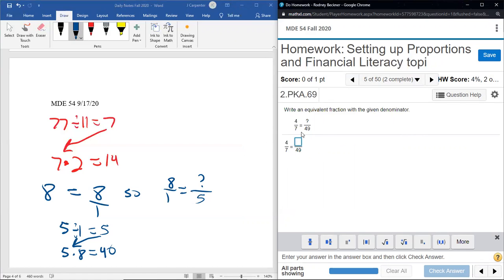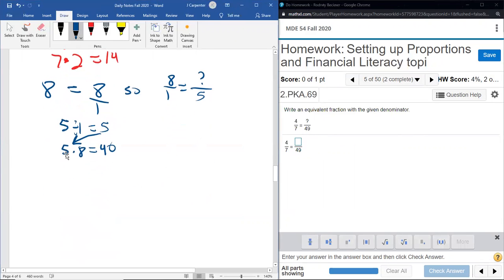One more like this. 4/7 is what over 49? Just going to keep switching colors back and forth. Technology, am I right? 49 divided by 7 is 7. Then you take that number, just a coincidence they were the same, and multiply by the top. 7 times 4 is 28.